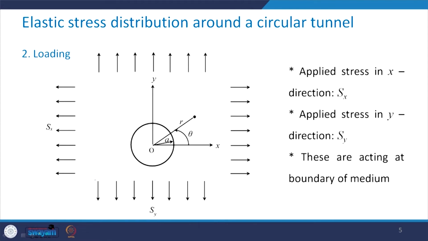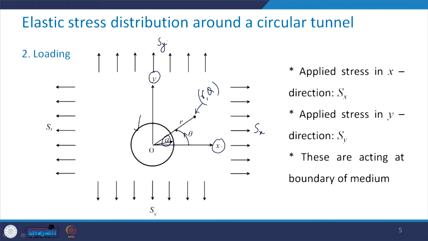The second aspect is the loading. See, this is the tunnel. You have the two reference axes x and y. This is the point defined by r comma theta, where theta is the angle in the anticlockwise direction from this x axis. The radius of the tunnel is a. Now, the applied stress in the x direction is Sx, and the applied stress in the y direction is Sy.